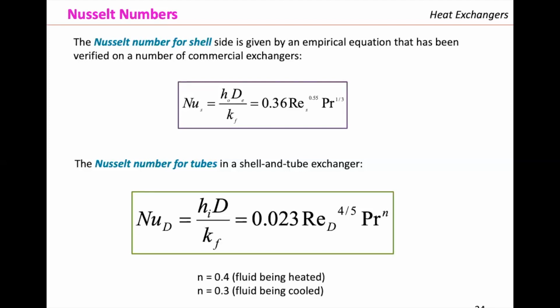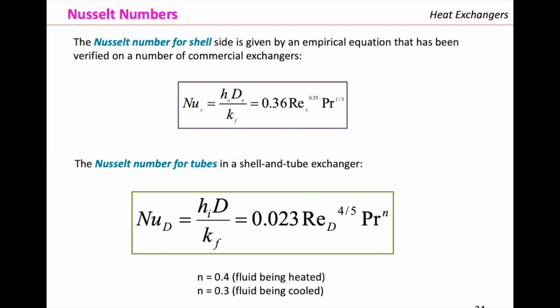Nusselt numbers, we need to evaluate Nusselt numbers now for the shell and the tubes, okay? Like we have been doing. Why? Because we need to calculate heat transfer rates. So on top, I'm showing the Nusselt number for the shell side that is given by an empirical equation that has been verified on a number of commercial heat exchangers. It results in a good approximation for the Nusselt number in the shell, okay? So 0.36 times the Reynolds to the 0.55 Prandtl to the 1/3.